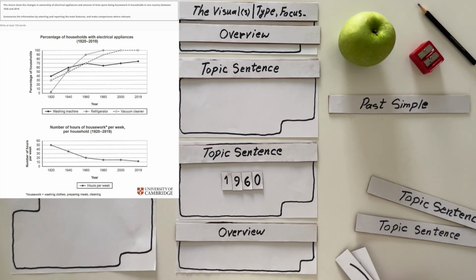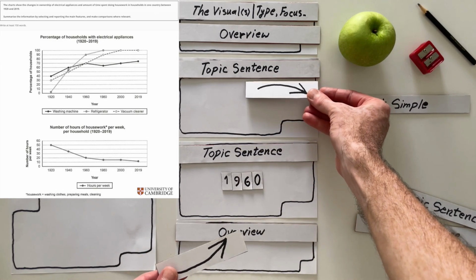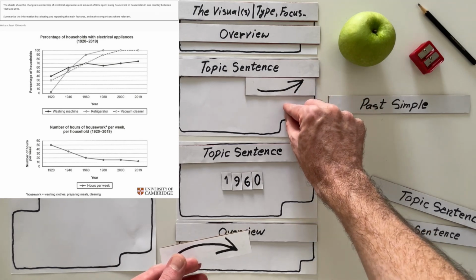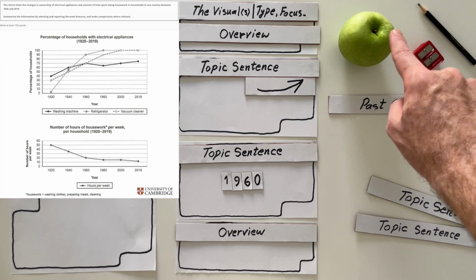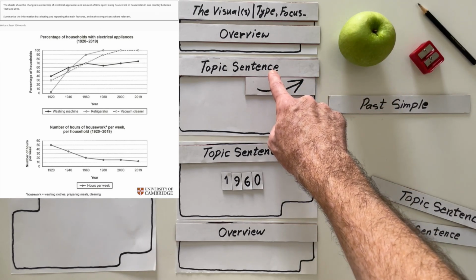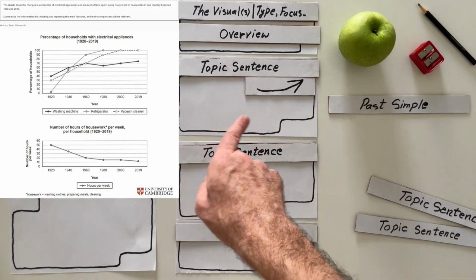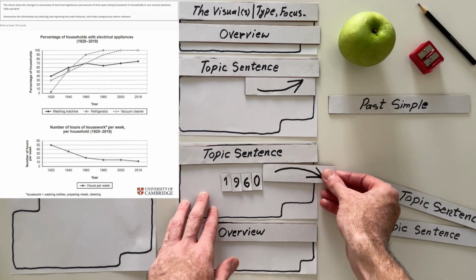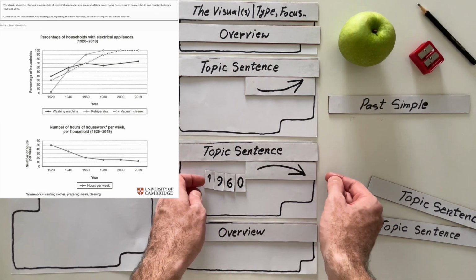I also need to say that for your topic sentences, you can include that the majority of this visual, the trend was upwards, and that can help you write a good topic sentence. Like for all 3 appliances here, the trend was upwards. And here you can say that the number of hours was downwards.